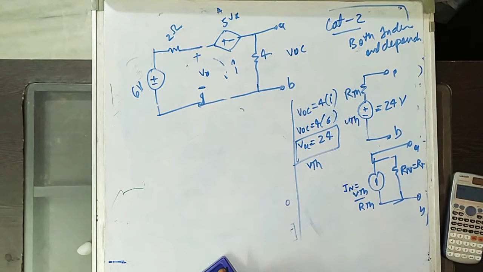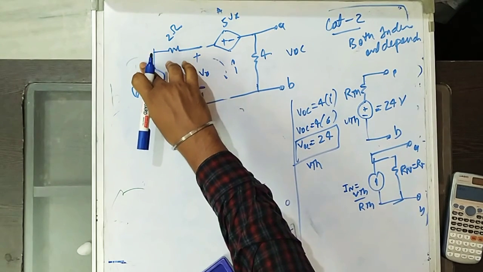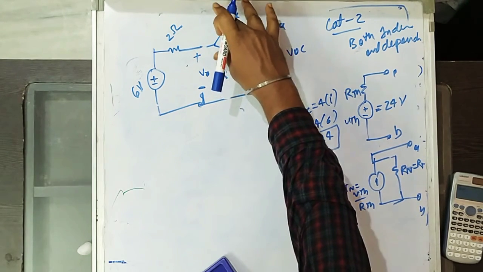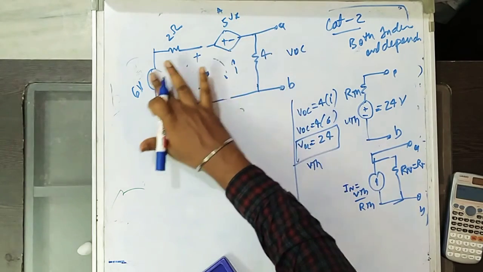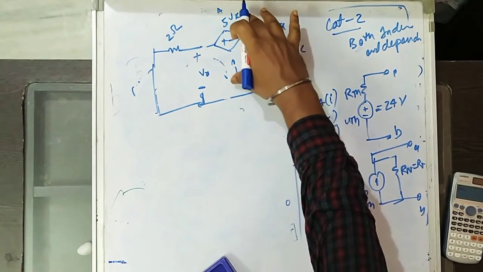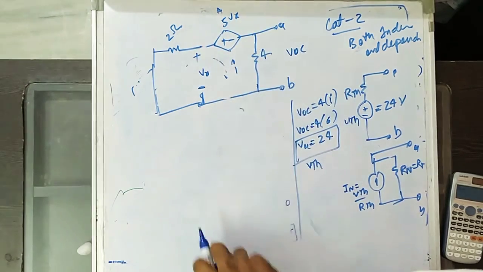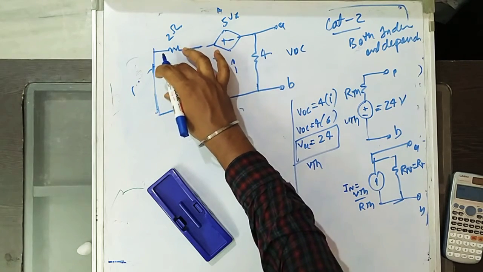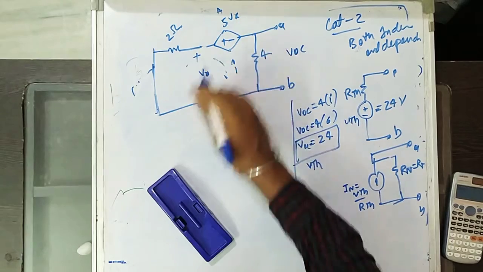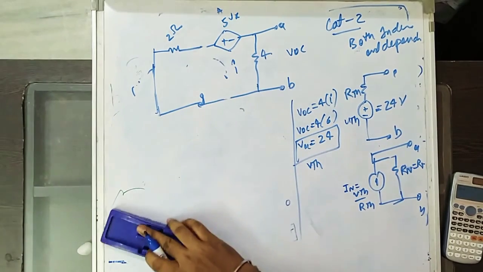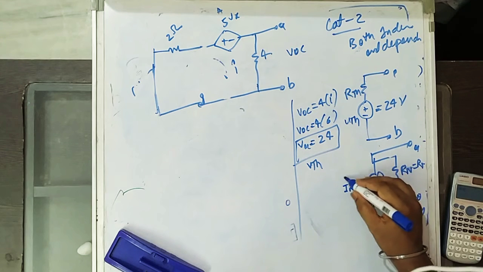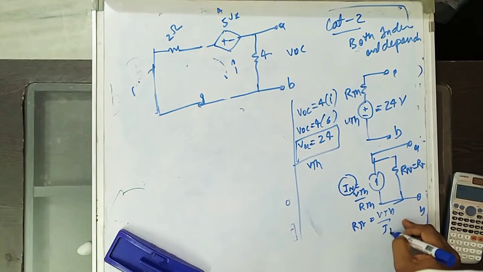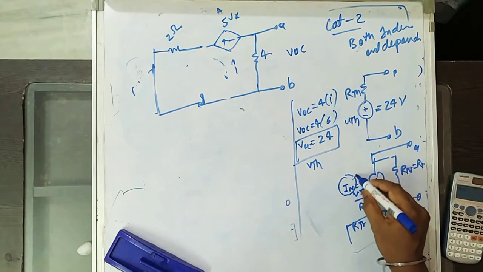You turn off the independent sources. Now, these are the independent sources you have, but this is a dependent source. You cannot turn off dependent sources here, because this dependent source depends on Vx. If you turn off the energy source, Vx also becomes 0. We can't turn that off. So for that reason, we will depend on this formula. If you find IN, then R Thevenin equals V Thevenin by IN.